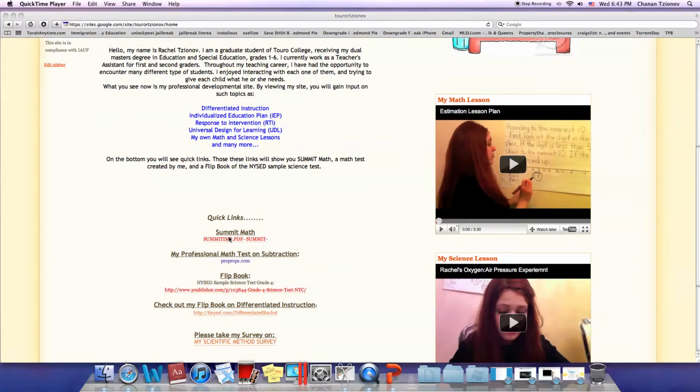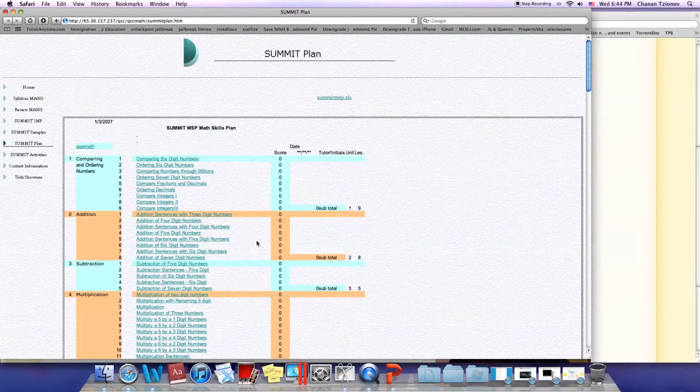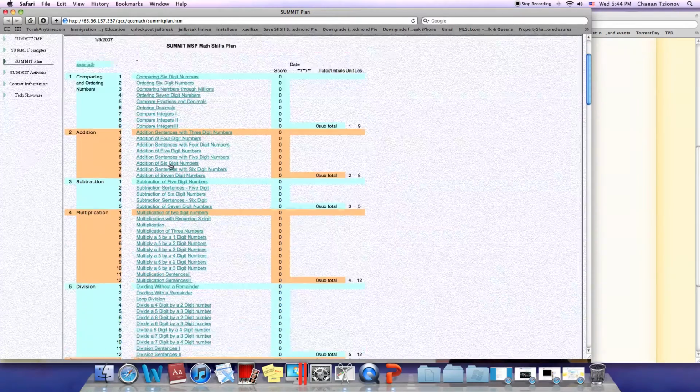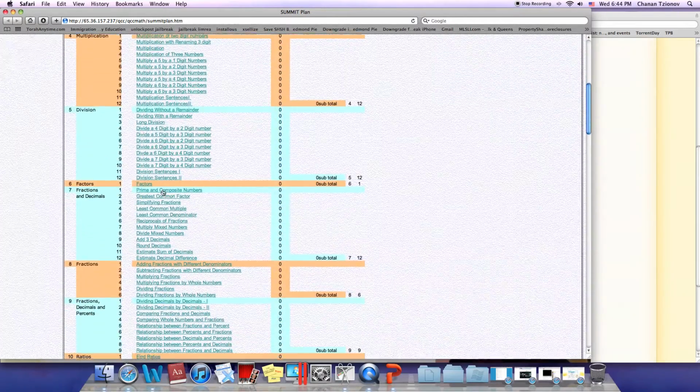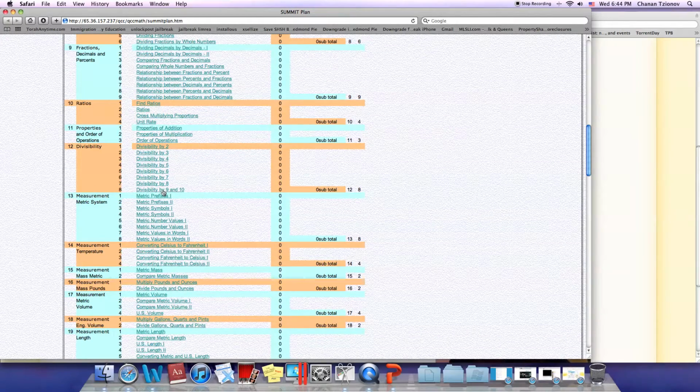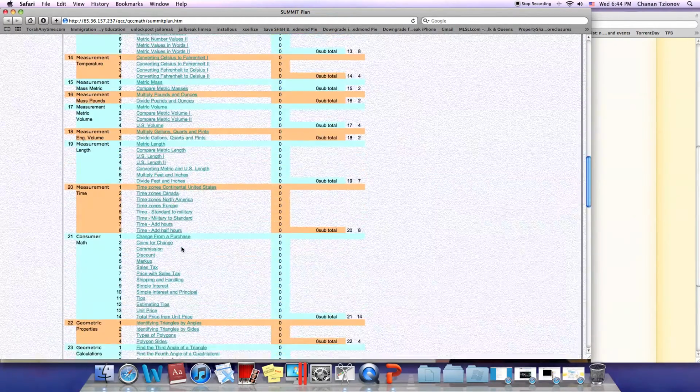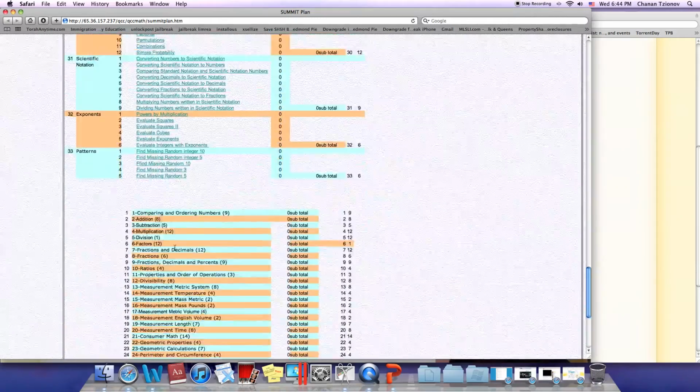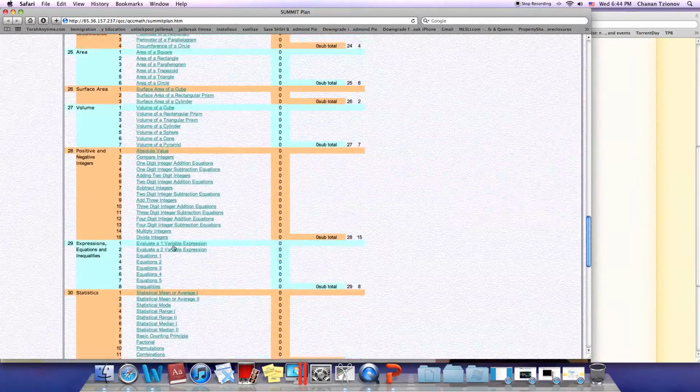The first quick link that I have is Summit Math. If you click on it, it will lead you to a page that has various different types of math tests. Now, what's so great about Summit Math is the fact that you could take these tests over and over, and it has various different topics starting from comparing six-digit numbers, going to multiplication, division, converting Celsius to Fahrenheit, and many different topics for different grade levels and age levels.